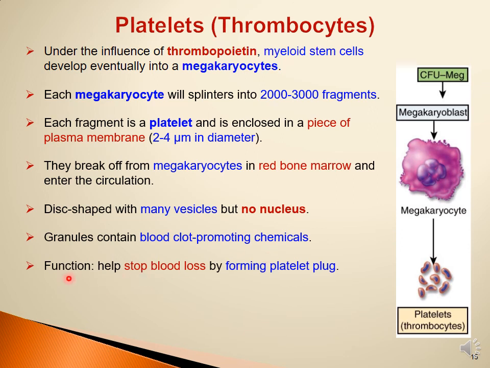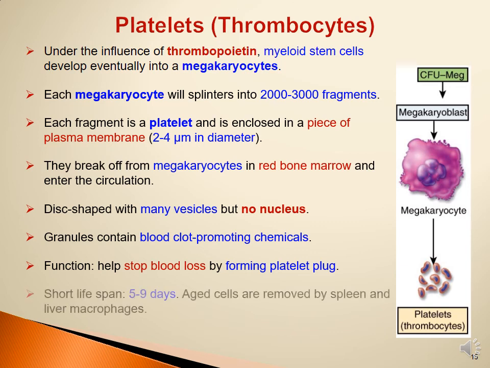Their main function is to help stop blood loss by forming platelet plug. So they play a very important role in hemostasis. Platelets have a short lifespan, about 5 to 9 days, and the aged platelets are removed by the macrophages that are present in the spleen and the liver in a similar way to the removal of the aged red blood cells.